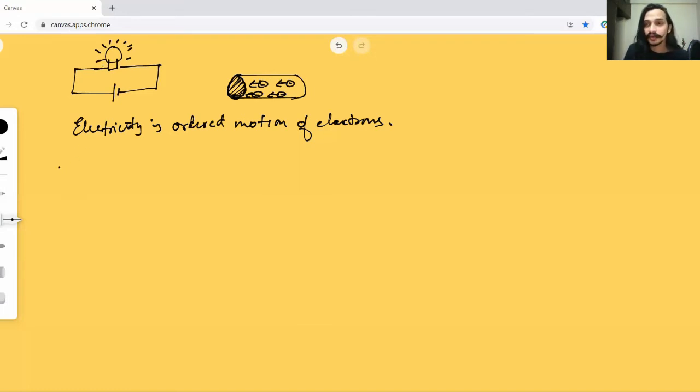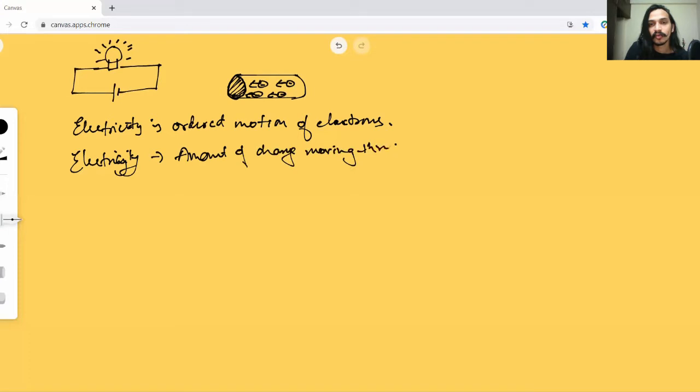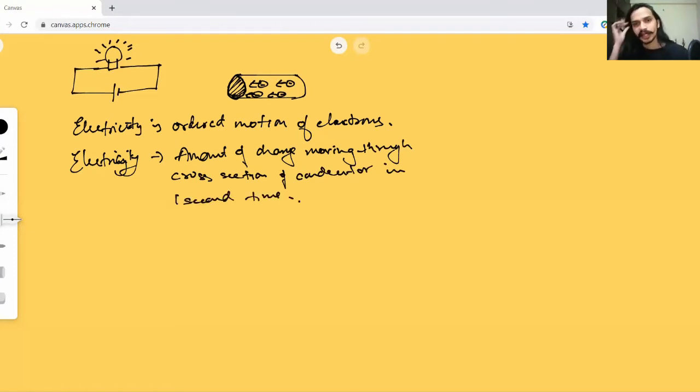So if I have to define current in terms of how to measure it, I'll simply say that electricity is nothing but the amount of charge moving through the cross section of a conductor in 1 second of time. Sorry for the spelling. It's a slightly long sentence, but it actually means something very simple.